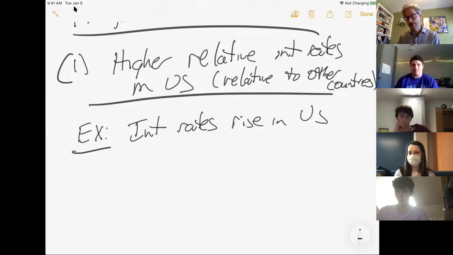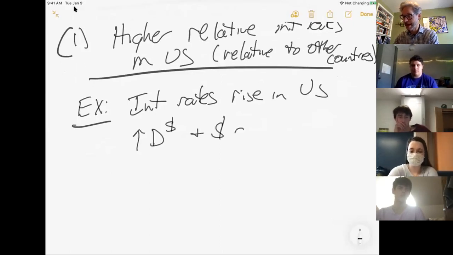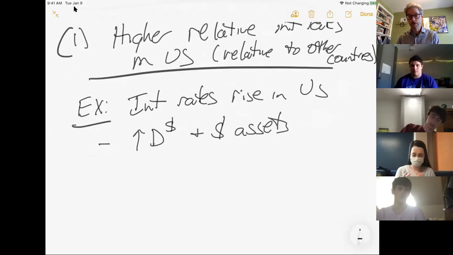Now you could put it in a US bank. You could put it in a US bond. You could put it in any sort of interest-bearing account and begin to earn a higher return on it. So higher interest rates in the US are going to increase the demand for dollars and dollar assets. That's the key. When interest rates go up in the US, it actually makes the US a more attractive place to save. So you're going to have capital inflows.